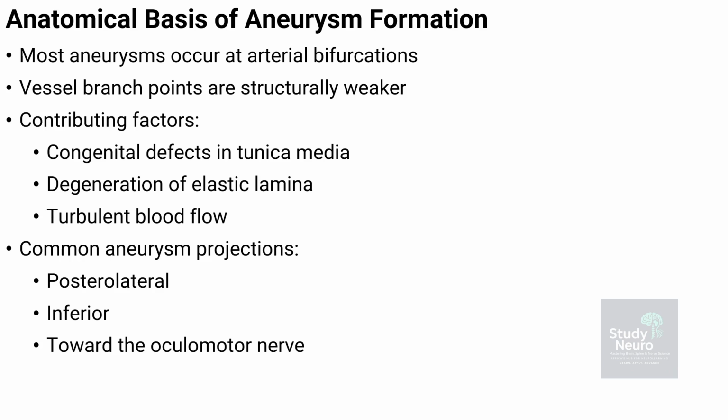As the aneurysm forms, its direction of expansion often follows predictable patterns. It commonly extends posterolaterally or inferiorly, and in the posterior communicating artery region, it may grow toward the oculomotor nerve, which explains the clinical symptom pattern seen in many patients. It is a structural problem shaped by flow dynamics. That is the core idea.